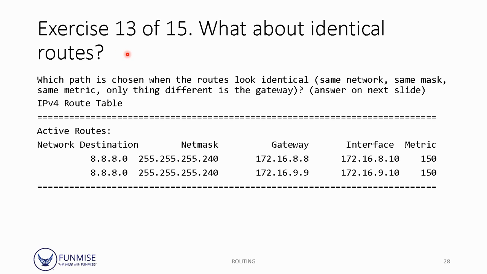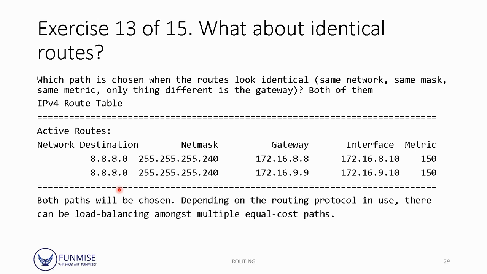Now, that gives us an obvious follow-up question. What about identical routes? In this case, we have the same network mask, the same metric. The only thing different is the gateway and interface. So what are we going to do in this case? Interestingly enough, both paths will be chosen, and depending upon the routing protocol in use, you could load balance amongst the multiple equal cost paths. So it may be possible to load balance and use both of these links.